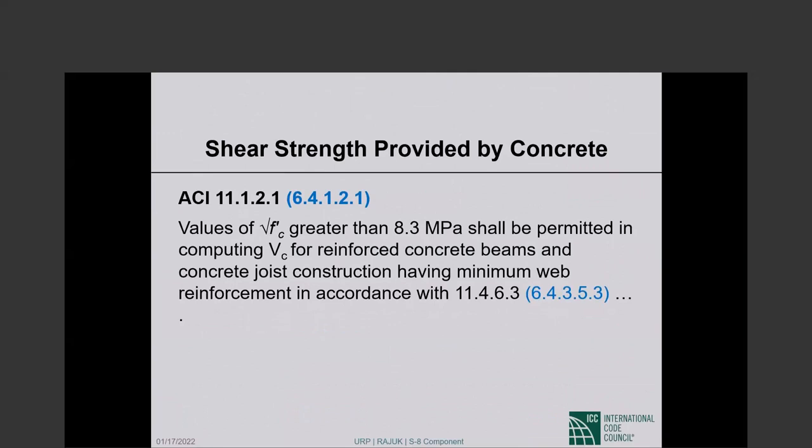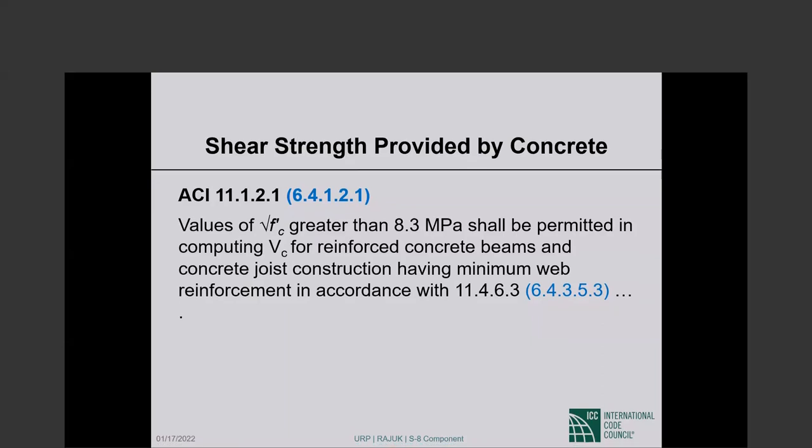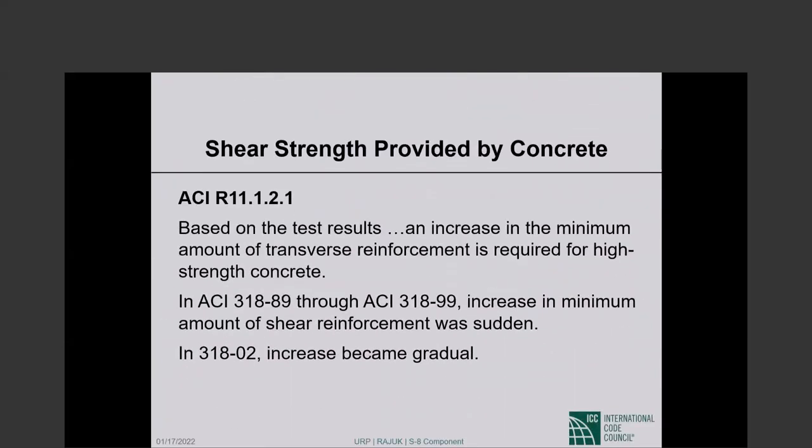Now, values of square root of f_c' greater than 8.3 MPa shall be permitted in computing V_c for reinforced concrete beams and concrete joist construction, having minimum web reinforcement in accordance with 11.4.6.3. So if you want to take advantage of the shear contribution of additional concrete strength in excess of 10,000 psi, you will have to provide web reinforcement in accordance with 11.4.6.3. Okay, before we go there, this is okay.